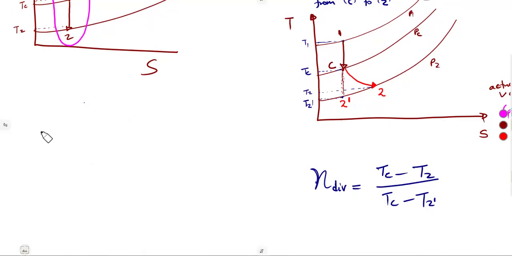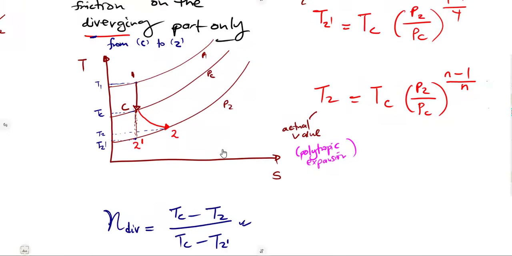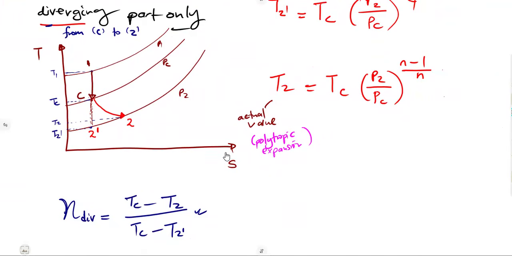So meaning to say, when it is a condition of a converging nozzle, it will be T1 minus TC, just like here. Then it will be T1 minus TC, like that. For this, I want you to focus on the diverging part there. So that is it. We have got our efficiency.